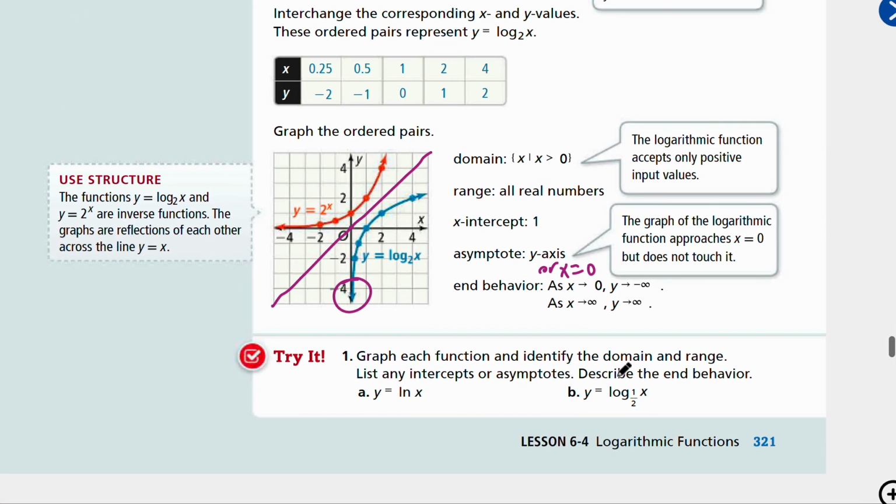Graph each function and identify the domain and range. List any intercepts or asymptotes. Describe the end behavior. So pause the video, see if you can solve it by yourself. Come back when you're ready for answers.